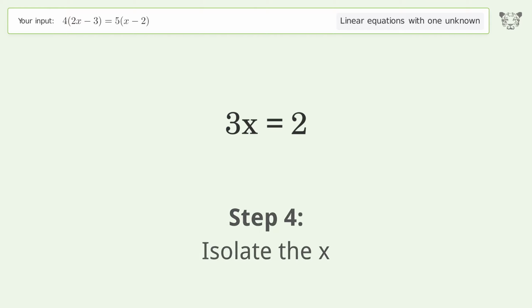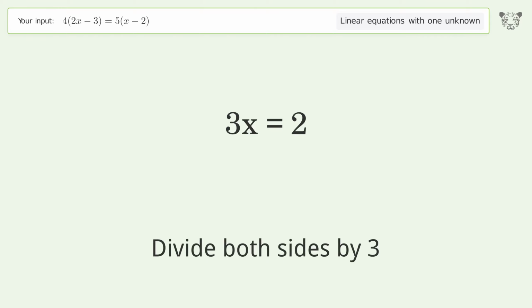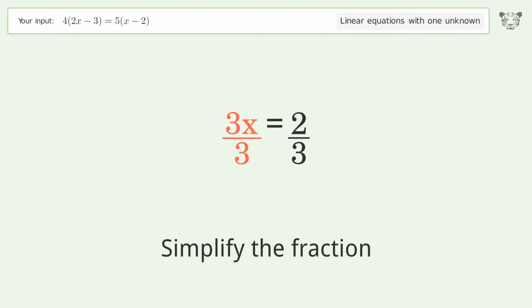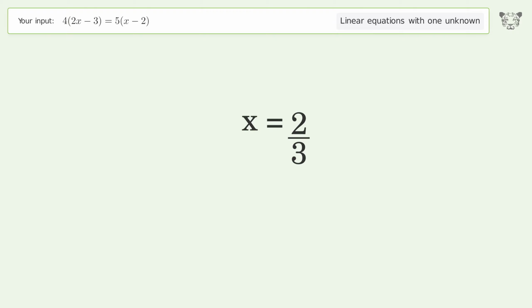Isolate the x. Divide both sides by 3. Simplify the fraction. And so the final result is x equals 2/3.